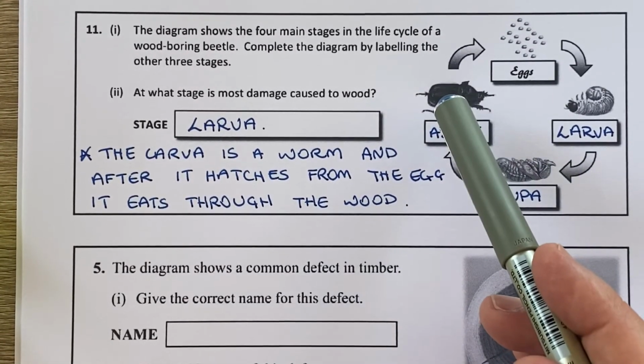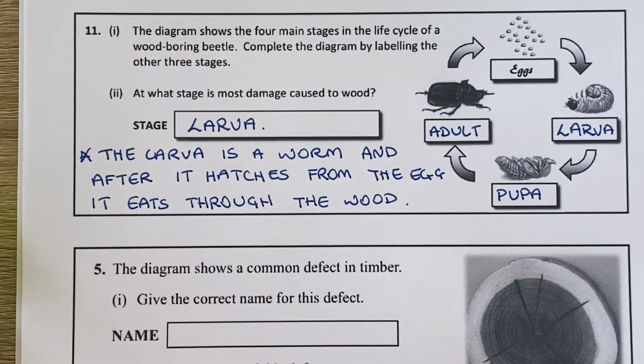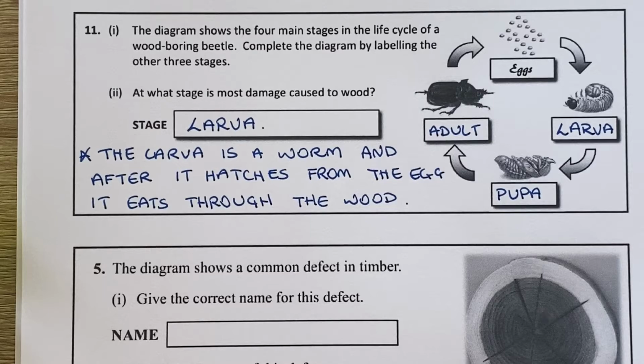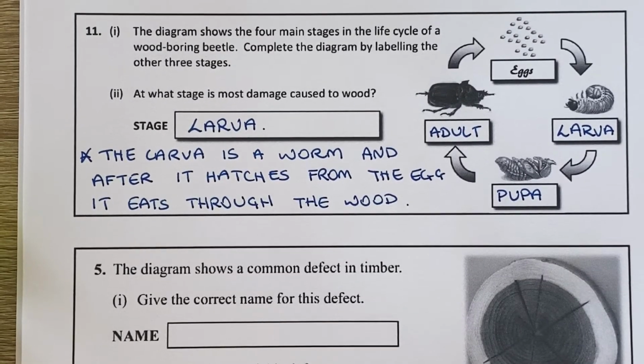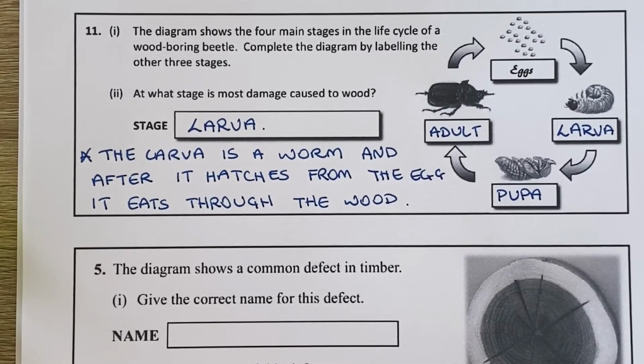But what follows from that is a load of tunnels under the timber. And if you have too many tunnels, the timber will collapse and eventually break. Okay, so that's why we want to get rid of woodworm.